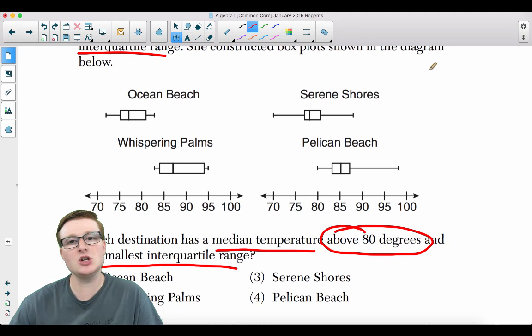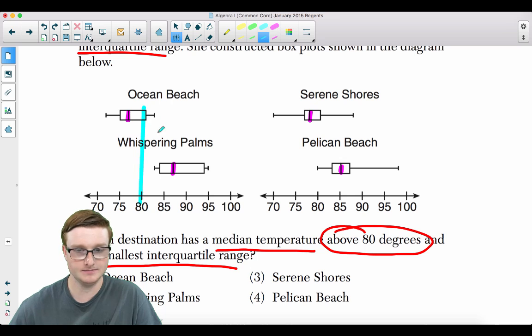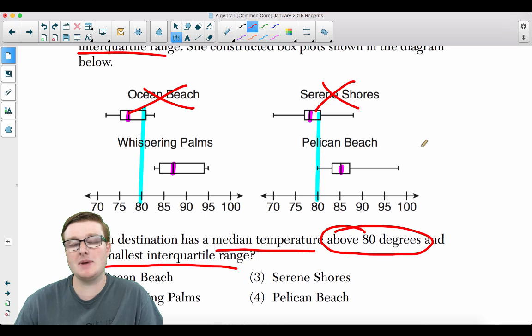So the one thing that you need to know about a box and whisker plot, or just a box plot, is that the middle line in the box is your median. Okay? So if we're looking here, 80 is right here. Now, we can get rid of Ocean Beach and Serene Shores. We are now into Whispering Palms or Pelican Beach.